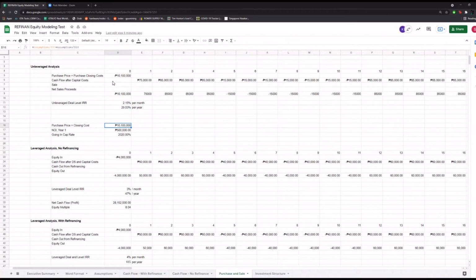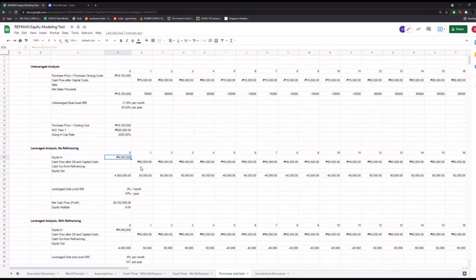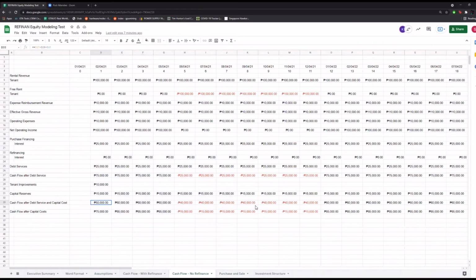Just like what I said a while ago, purchase price plus closing costs, then net operating income in the first year is 500,000. And the going-in cap rate is 20.20%. For our equity in, this is what we identified in the assumptions, in D42, which is 4 million pesos. For cash flow after debt service and capital cost, we copied what is in no refinance. So cash flow after debt, this is what we copied.